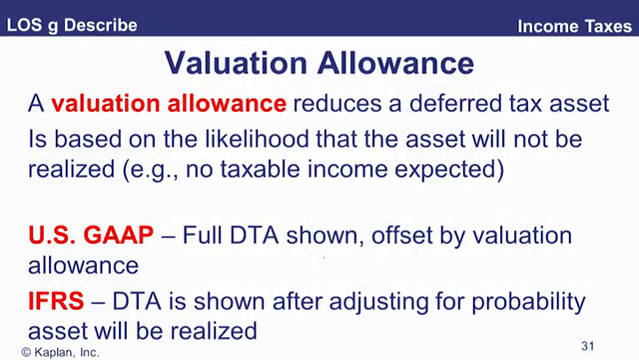Now, our LOS asks us to describe the valuation allowance. We're asked, when is it required and what is its impact on the accounts? Valuation allowances appear under US GAAP and they relate to deferred tax assets. Remember the principle behind a deferred tax asset: when it reverses, you're essentially going to pay less tax. Remember, DTAs are caused by paying more tax now, but less in the future.